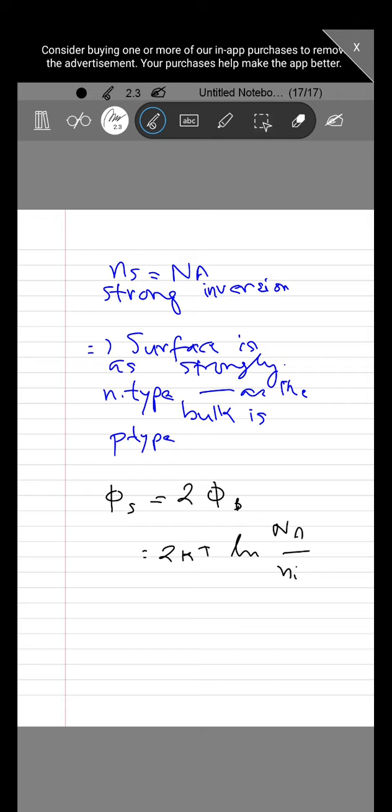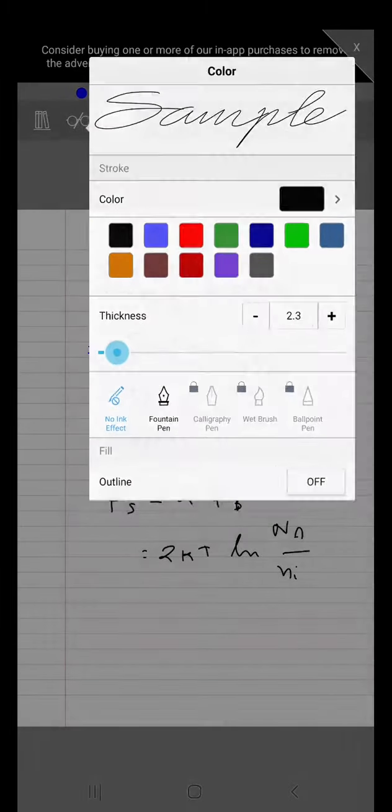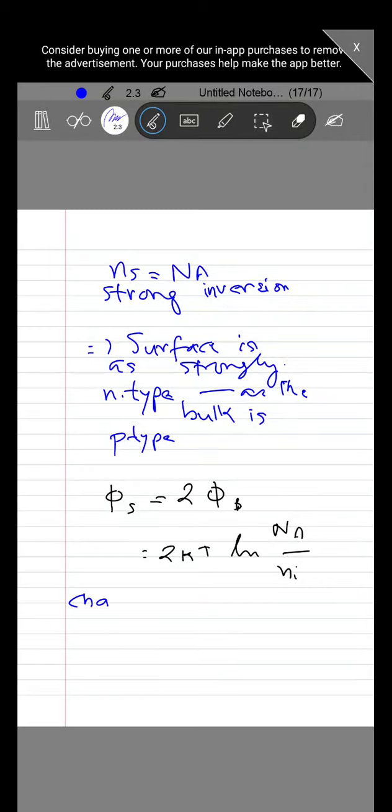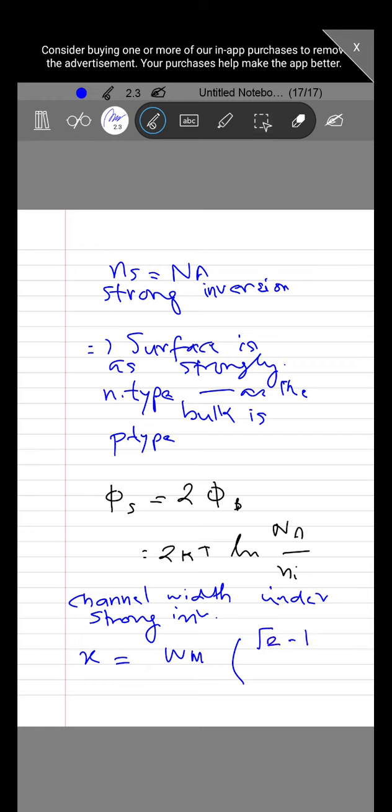So if you would like to find out the n-channel width at strong inversion, that will be given as x equal to Wm times bracket root 2 minus 1 divided by root 2, where Wm is the depletion width.